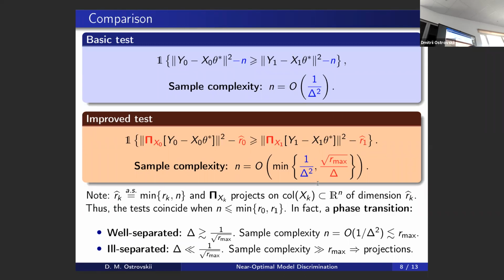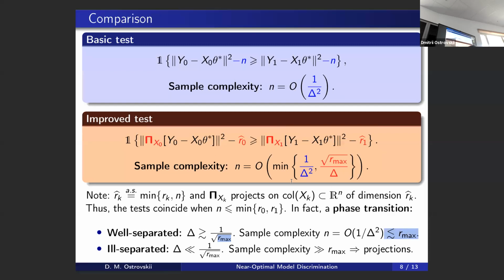And moreover, 1 over delta square in this regime actually will turn out to be smaller than our max, smaller than the largest of the ranks. Now, if I say that my ranks are actually of the same order, so let's say our min is of the same order as our max, then for something to be smaller than our max, it's the same up to a constant as for it to be smaller than our min. What happens is that n is smaller than both of the ranks, and I don't need projections.